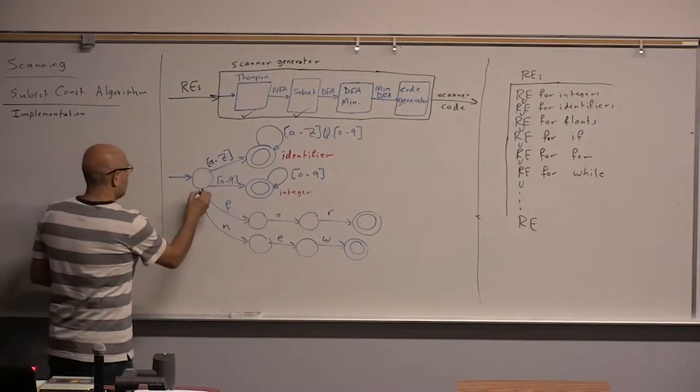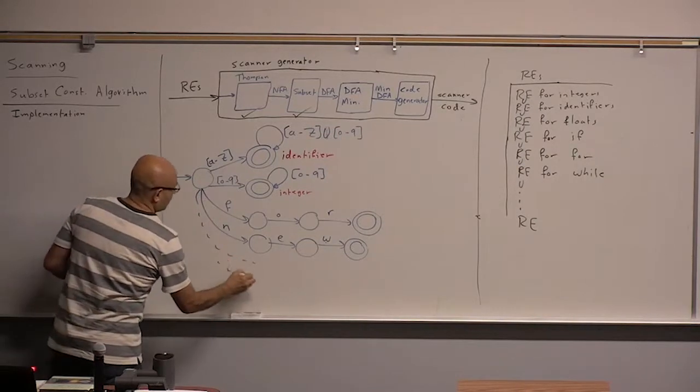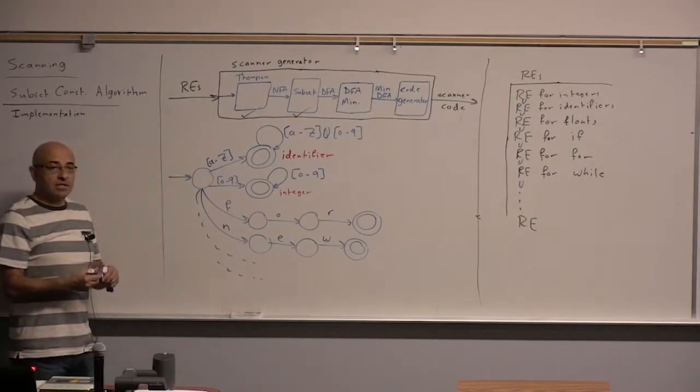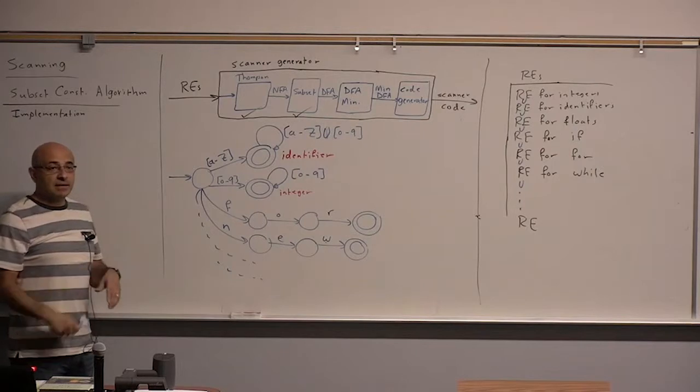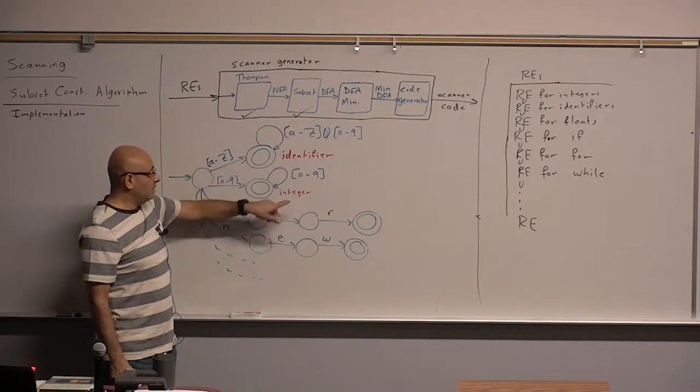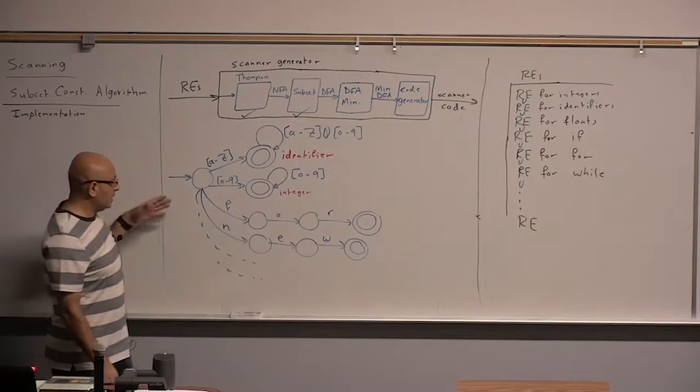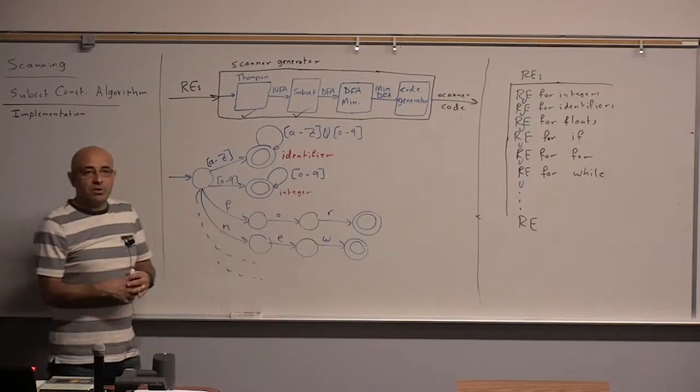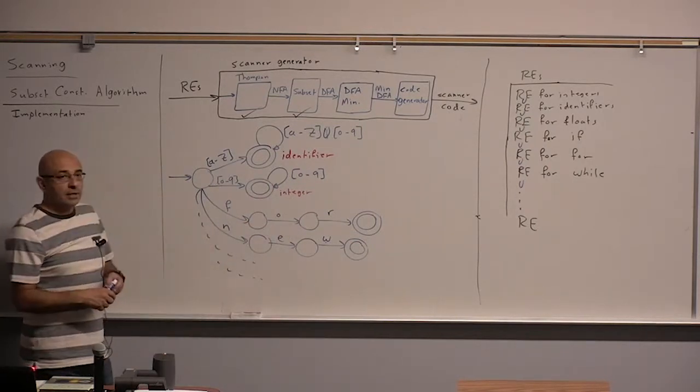And you'll have a bunch of them. You'll have a bunch of REs for the different syntactic categories. So identifier is a syntactic category, integer is a syntactic category, and each keyword is a syntactic category by itself.